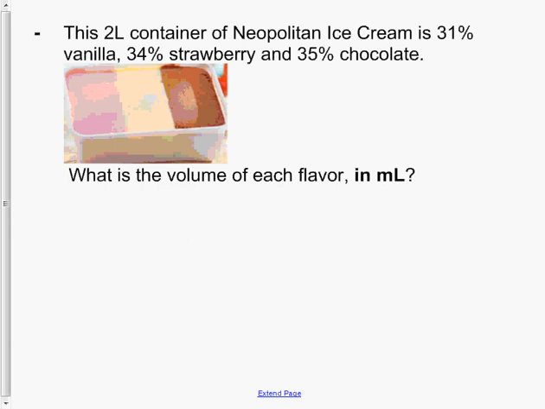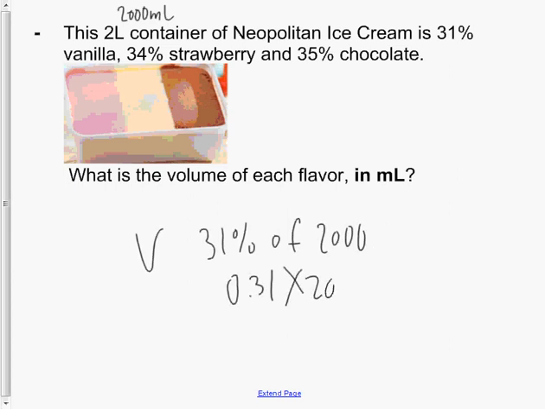The next one is not really a volume question at all, but it kind of is. It says this 2-liter container of Neapolitan ice cream is 31% vanilla, 34% strawberry, and 35% chocolate. What is the volume of each flavor in milliliters? So since this is 2,000 milliliters, that's the first thing you had to know. And 31%, this is for vanilla, 31% of 2,000 would be 0.31 times 2,000, which is 620 milliliters of vanilla ice cream.